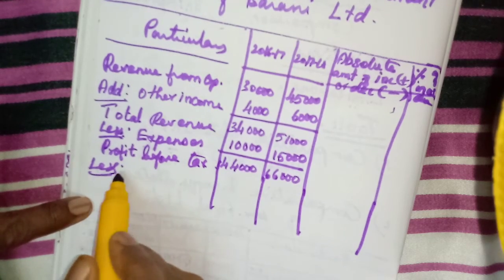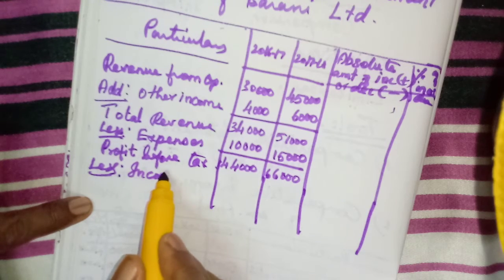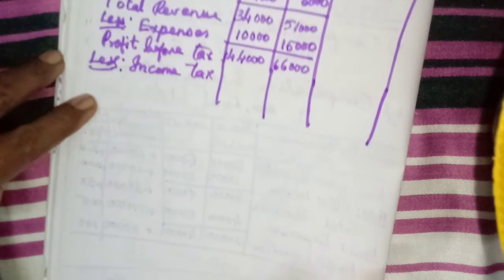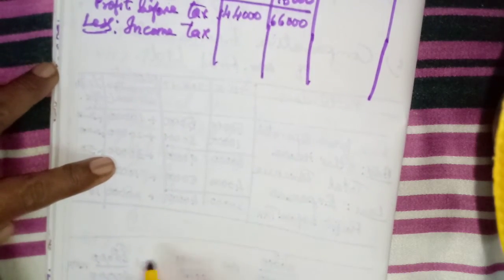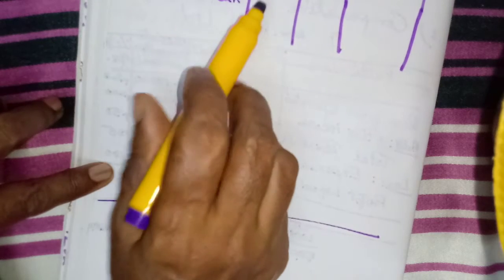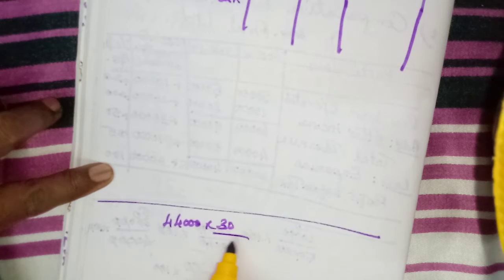Less income tax. Income tax is not given, only 30% is given. So we need to calculate 30% of this 44,000. So 44,000 into 30 by 100.